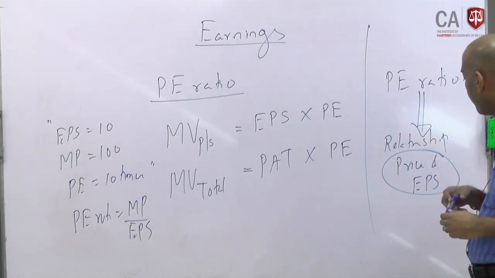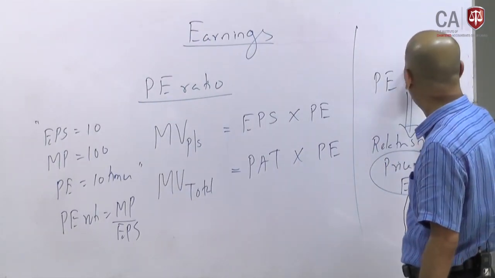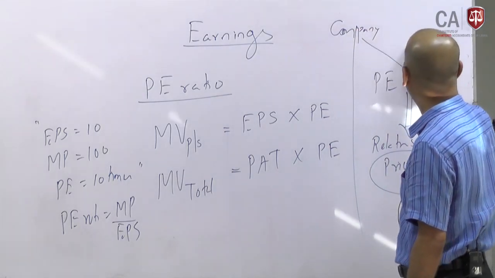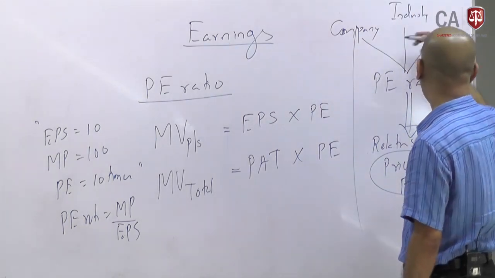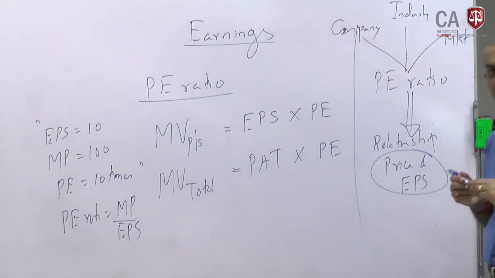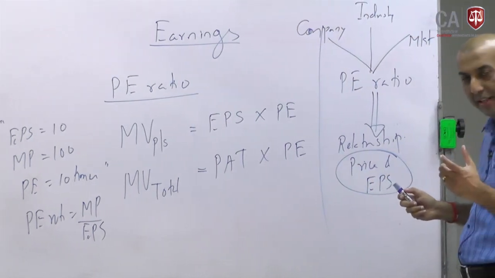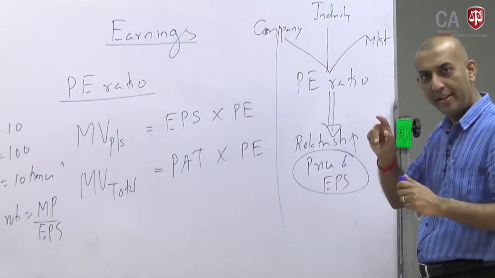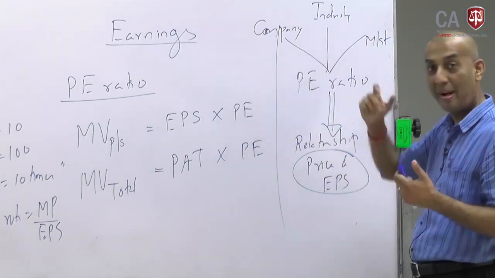PE ratio can be available as a company PE ratio, an industry PE ratio, and a market PE ratio. The price earning ratio, that is the market price and earning per share of one company, is available for that company only. If you take company X, market price and earning per share have a relationship, so you can see a PE ratio for a company.